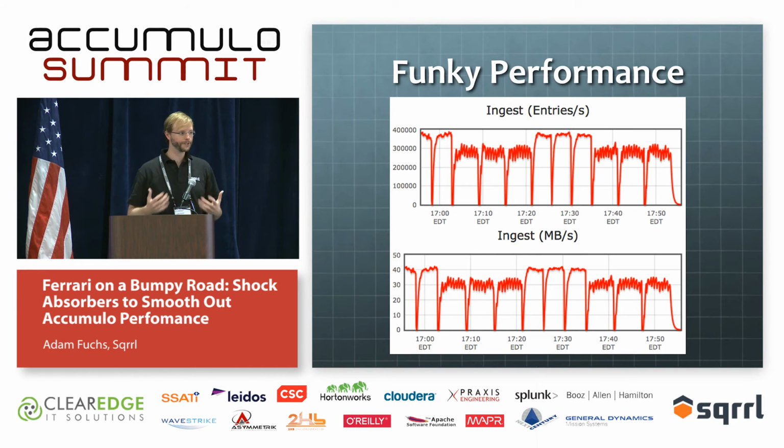Okay, so what does this mean? This means that sometimes you get some pretty funky performance with Accumulo. Has anybody ever seen a performance graph that looks like this? This is the Accumulo monitor page. I see probably half of the audience members have at least some glimmer of recognition in their eyes here. What's happening is that as we're writing a bunch of data, we're chugging along at 40 megabytes per second, and then we hit a brick wall and we stop.